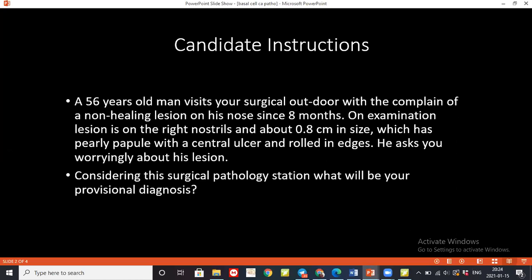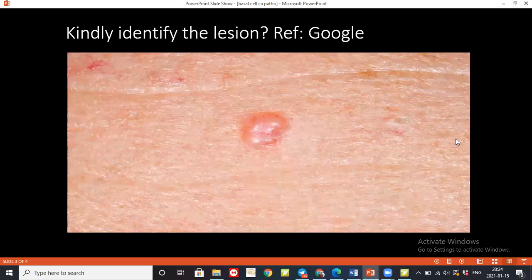Can you please tell me how would you differentiate it from squamous cell carcinoma? What are the features that you'll consider? First the appearance. For squamous cell carcinoma, sometimes we have a non-healing ulcer. Then on histology, basal cell carcinoma arises from the basement membrane, whereas squamous cell carcinoma arises from the superficial epithelium, the keratin-producing cells of the skin. Squamous cell carcinoma can metastasize distally, whereas basal cell carcinoma never metastasizes distally.